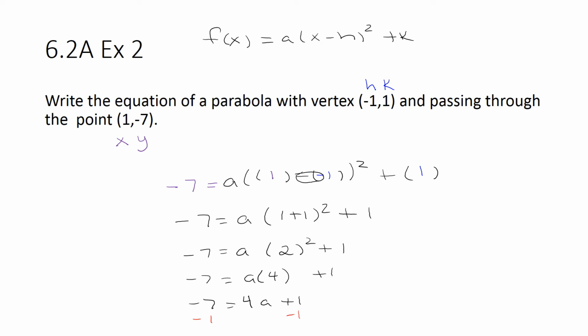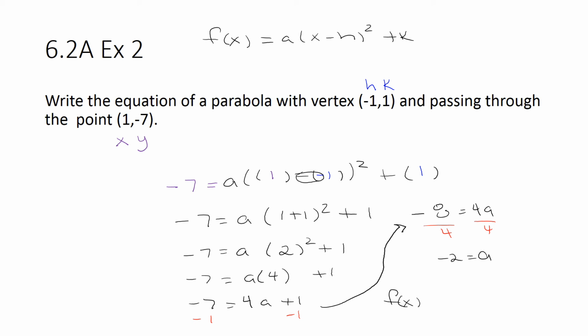So now we're going to go ahead and start solving for it. I'm going to come up over here. So we have negative 8 is equal to 4a. Divide each side by 4. A is equal to negative 2. Okay, so same as before, you're going to have a stretch of a factor of 2, and it's going to be reflected across the x-axis.